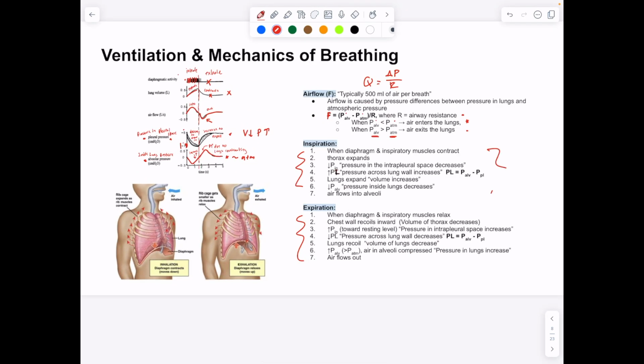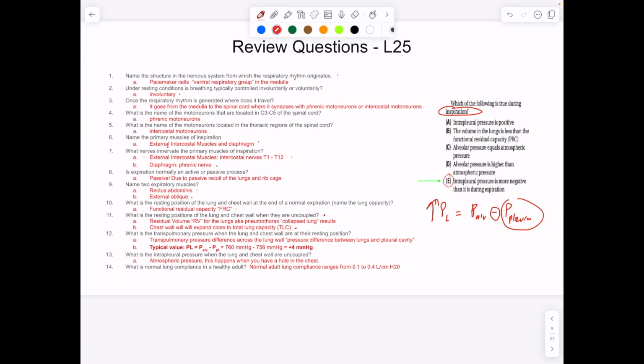So that's what this says. I don't want to have to read it out loud, but you can take a look at that. Here we have a bunch of review questions. I encourage you to look at the document to look at the answers.